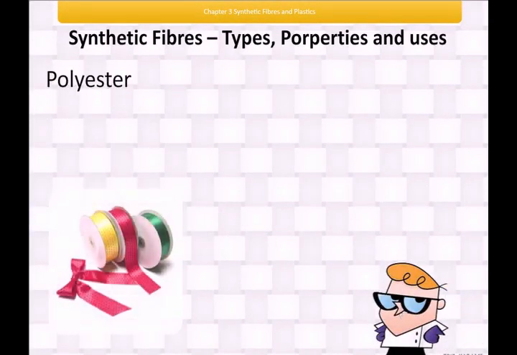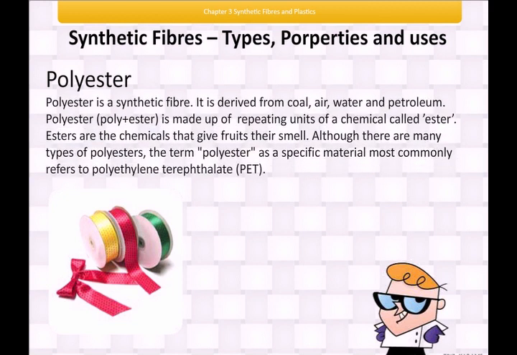Polyester. Polyester is a synthetic fiber. It is derived from coal, air, water, and petroleum. Polyester, that is, poly plus ester, is made up of repeating units of a chemical called ester. Esters are the chemicals that give fruits their smell. Although there are many types of polyesters, the term polyester as a specific material most commonly refers to polyethylene terephthalate.